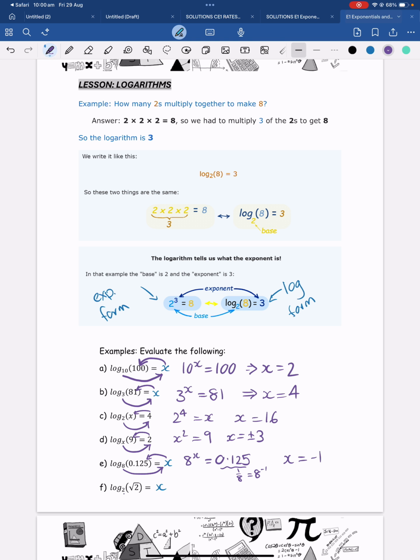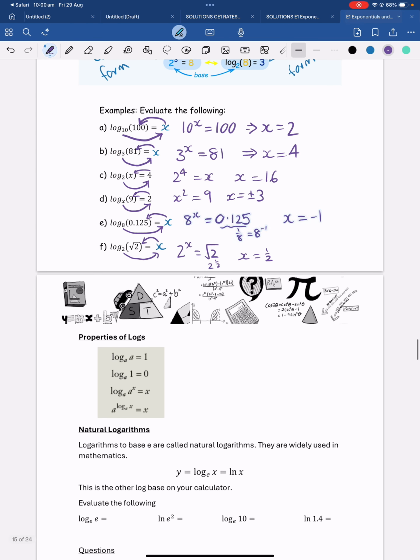Last one, 2 to the power of x equals square root 2. Let's write that. 2 to the power of x equals square root 2. I know that square root 2 is equivalent to 2 to the power of a half. So, what does that mean? 2 to the power of x is equal to 2 to the power of a half. Well, x must equal a half. So that's the first skill, being able to write in log form into an exponential form and then solve.